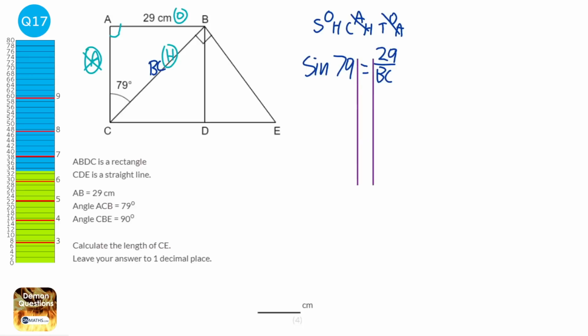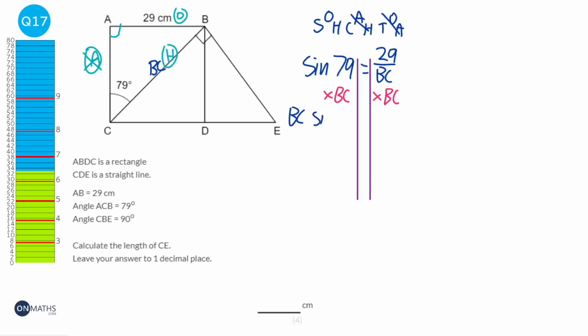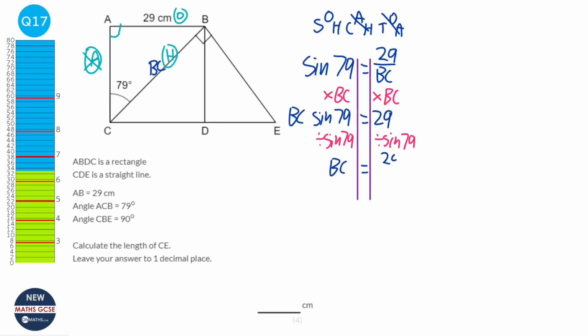So I'm going to put my solving lines in, and we need to times both sides by BC first of all. So we end up with BC sine 79 equals 29, and we're just going to divide both sides by sine 79. Just a bit of rearranging. So BC will be 29 over sine 79. And when you do that in the calculator, you get 29.542 and so on.